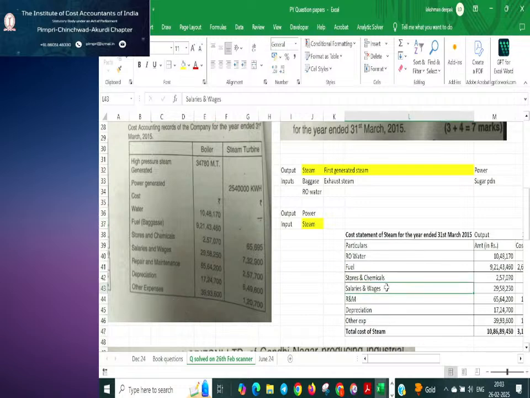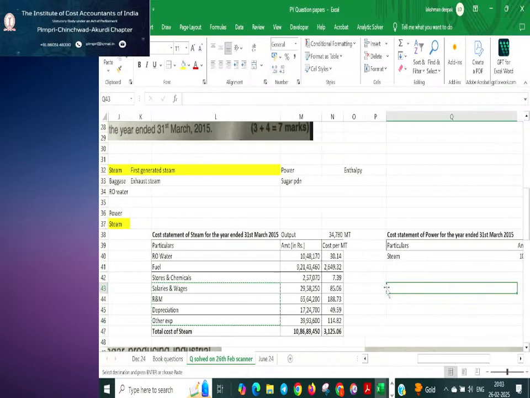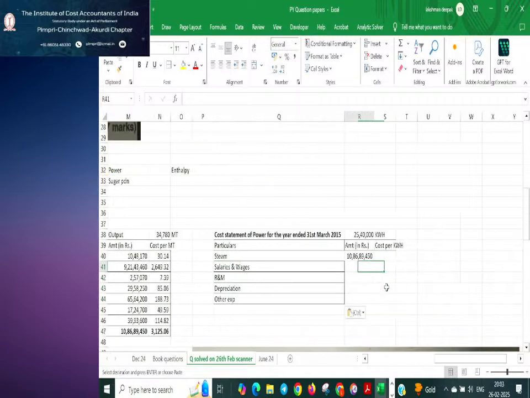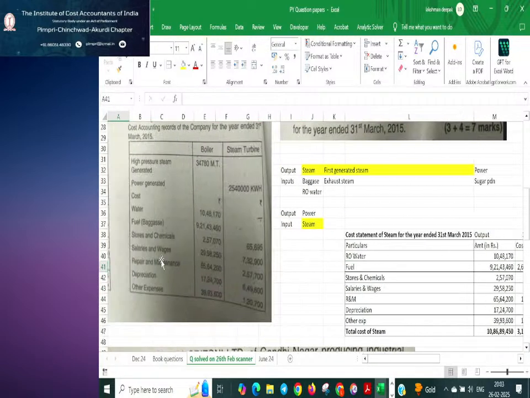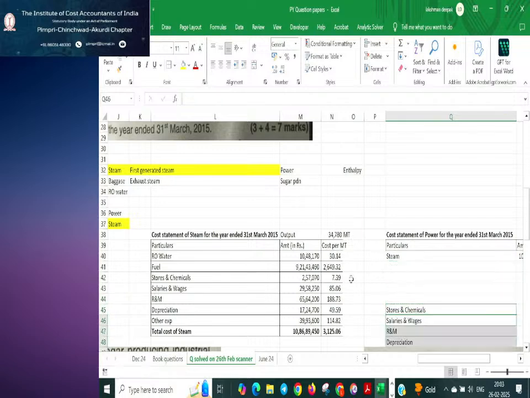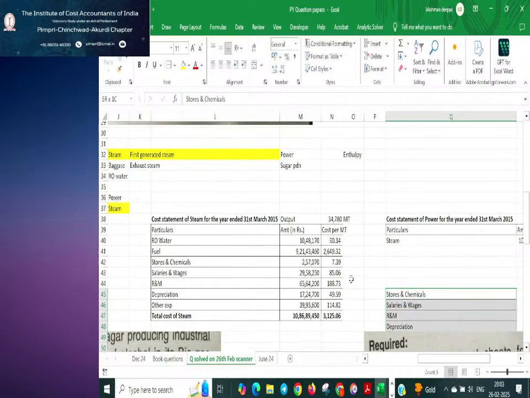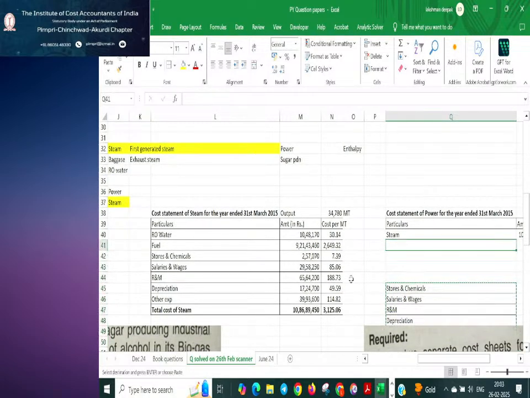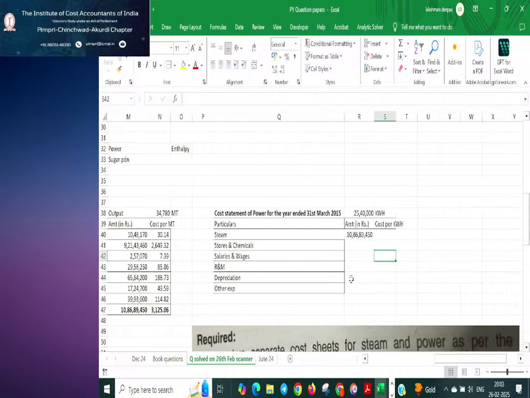So I'll just copy these things. All these things are going to come here. So how much is that? Stores is not there. Oh, stores is also there. Stores and chemicals. Okay, I'll put it here. Let me just include all the cost.